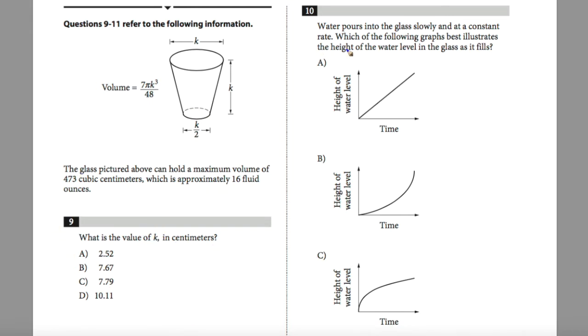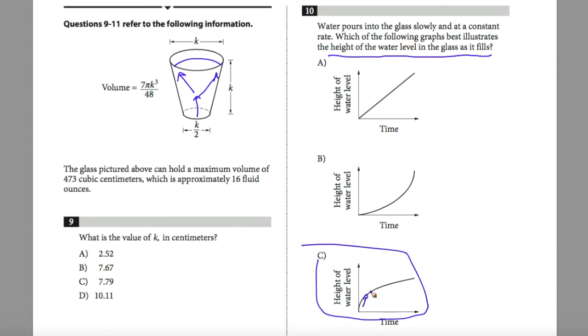For question 10, water pours into the glass slowly and at a constant rate. Which of the following graphs best illustrates the height of the water level in the glass as it fills? Well, it goes up quickly initially, then it begins to spread out, then it begins to level off. So I'm going to find something that does that. C does do that. You'll see that it goes up quickly, begins to level out, and then continues to level out, or doesn't increase as fast. So C is your best answer to question number 10.